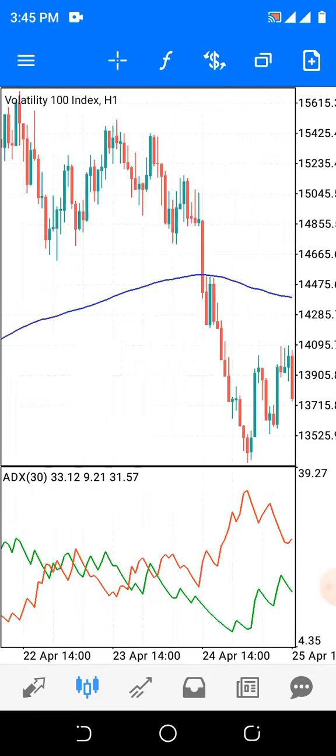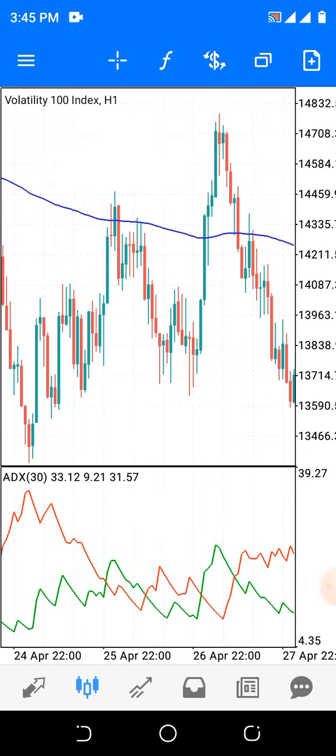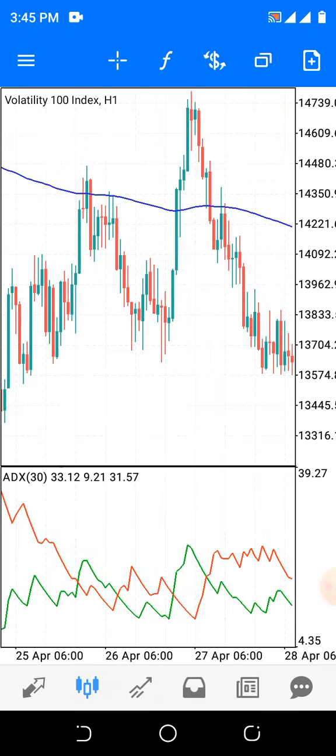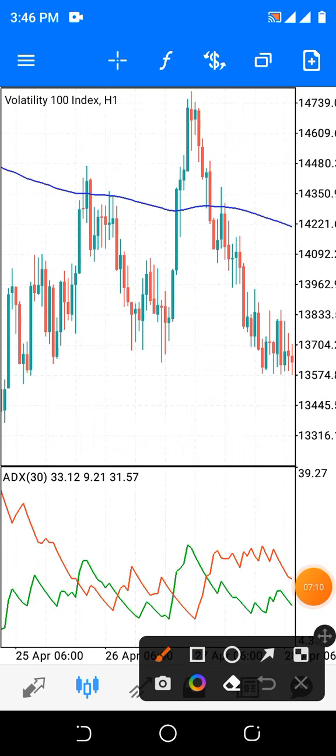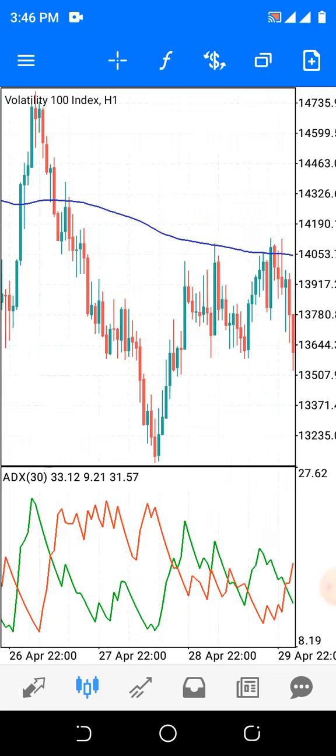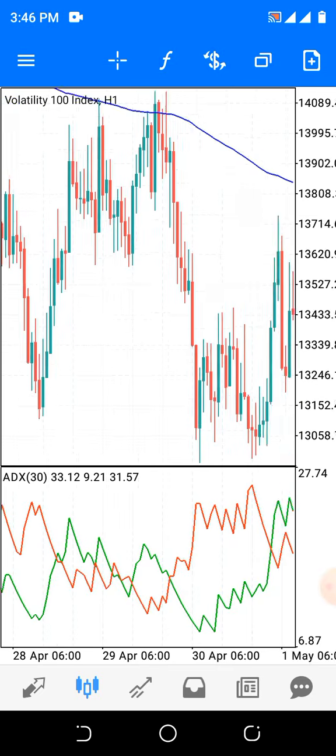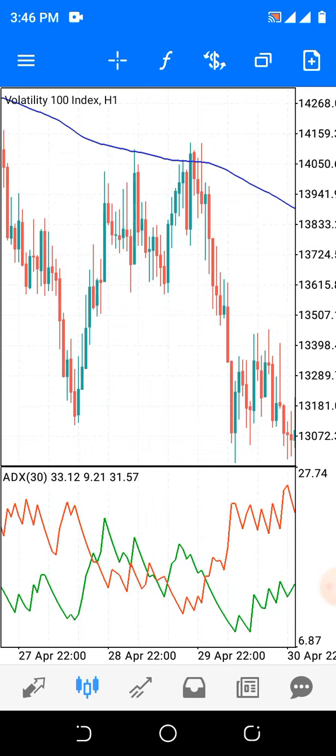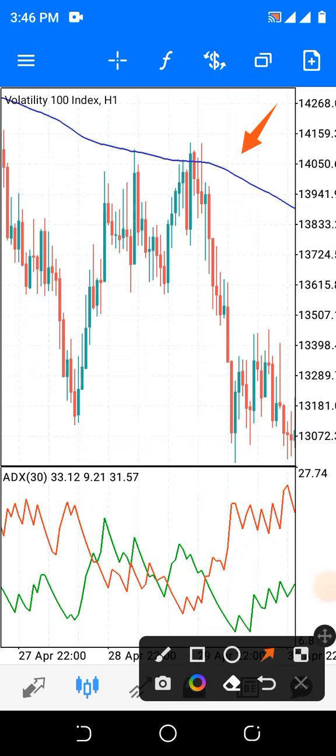Now here the market is in a downtrend because the candlesticks are below the moving average. So only watch out for sell positions here. When you make your entry here, you make a small gain here. And that is it. Only follow the trend. If you watch here, the market is in a bearish state now because the candlesticks are below the moving average. So we'll be watching out for sell positions only.